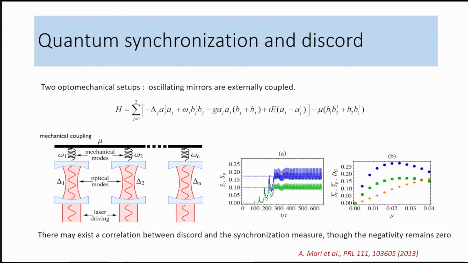More importantly, they tried to say that if I change mu, then there is a range of mu through which the average value of the synchronization parameters, time averaged values, follow the same variation as the quantum discord. So they try to say, well, that means quantum synchronization and quantum discord go hand in hand. They could not find any entanglement because negativity became 0. But they said that there could be some kind of correlation between the discord and synchronization.